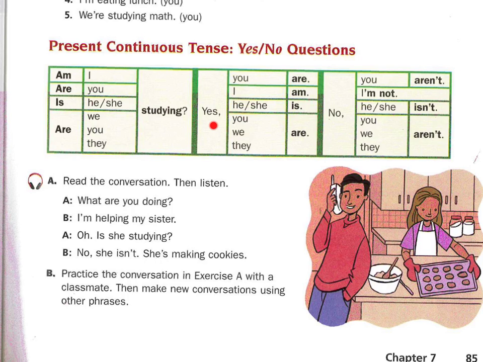Are you studying? Yes, I am. No, I'm not. Is he studying? Yes, he is. No, he isn't. Is she studying? Yes, she is. No, she isn't. Are we studying? Yes, you are. No, you aren't. Are you studying? Yes, we are. No, we aren't. Are they studying? Yes, they are. No, they aren't. Okay, so practice saying these.